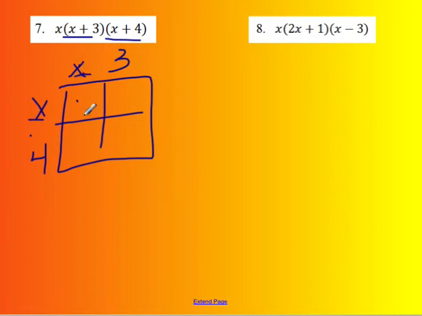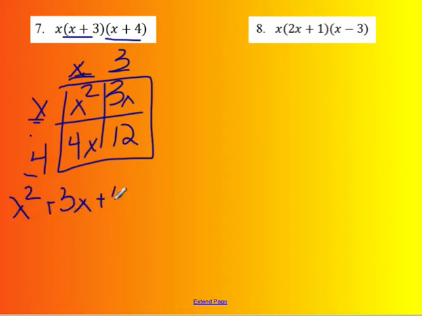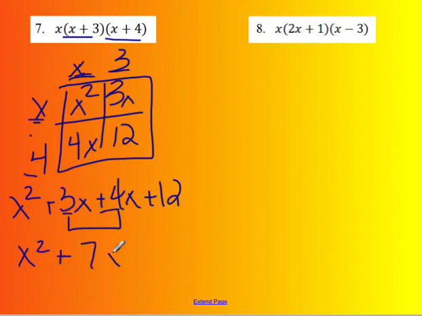x to the first times x to the first is x squared. 3 times x is 3x. 4 times x is 4x. And 3 times 4 is 12. So then I'm going to write out all of my terms, and I'm going to combine the middle two. So I have x squared plus 3 plus 4 is 7x, plus 12. Now remember, when you add like terms, you do not add the exponents.